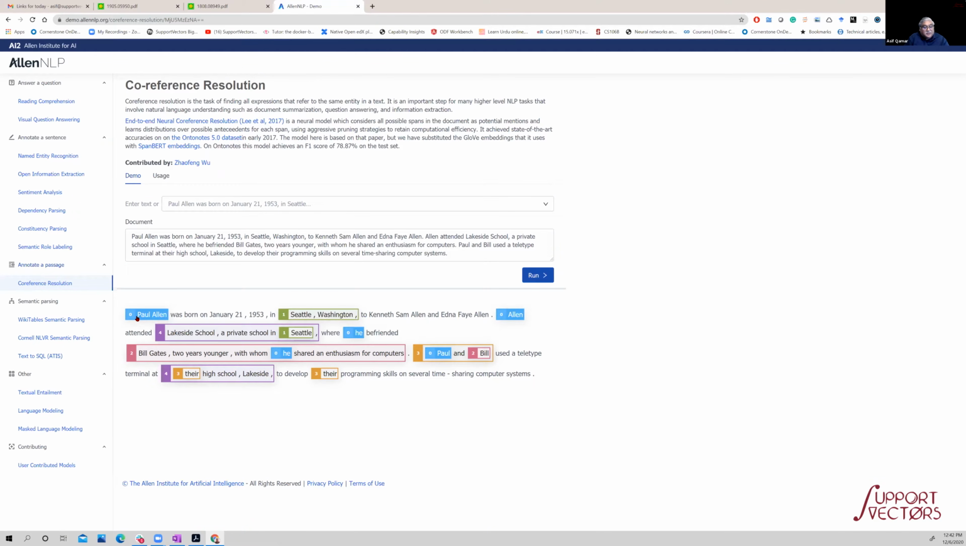Paul Allen was born on January 21st, 1953, in Seattle, Washington, to Kenneth Sam Allen and Edna Faye Allen. Allen attended Lakeside School, a private school in Seattle, where he befriended Bill Gates, 2 years younger, with whom he shared an enthusiasm for computers. Paul and Bill used a teletype terminal at their high school, Lakeside, to develop their programming skills on several time sharing computer systems.